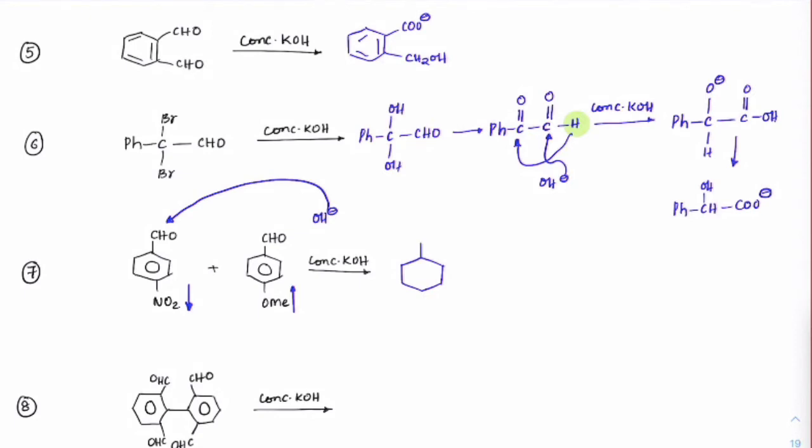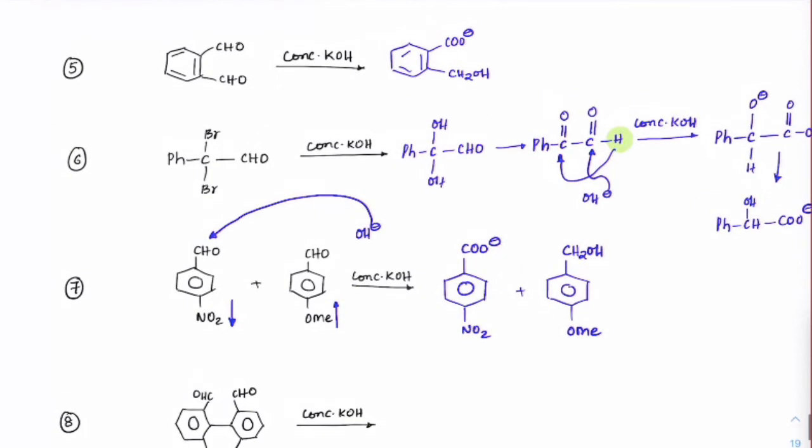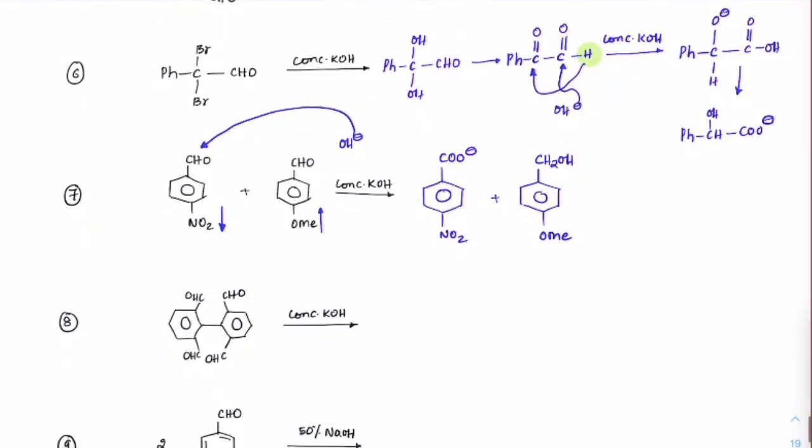So we will get this as CHO with NO2 here. This would form CO minus with NO2, plus a hydride shift will happen from the same place where OH is attached. So we'll get this as CH2OH and OMe. Hope that's clear, everyone.